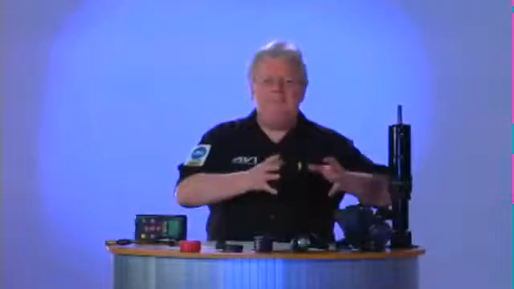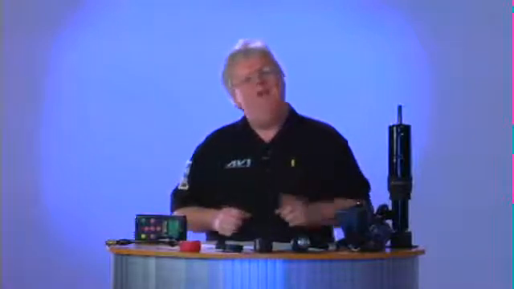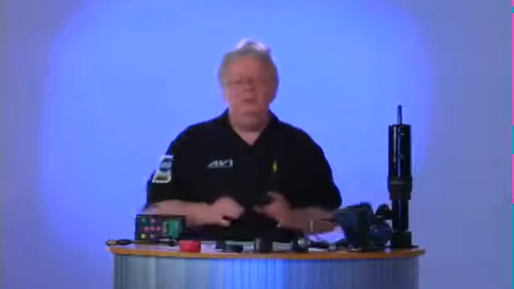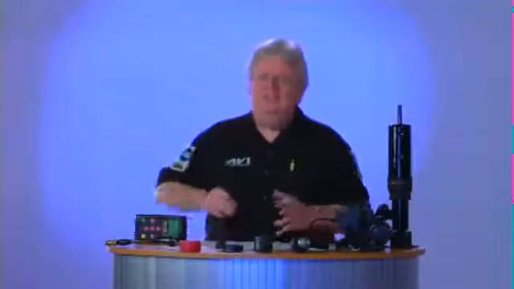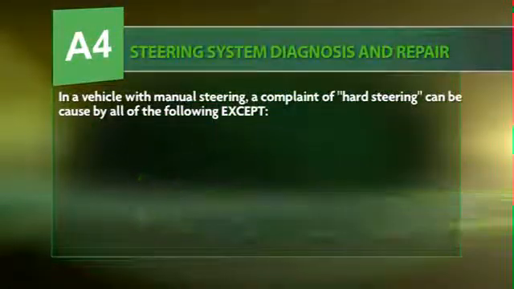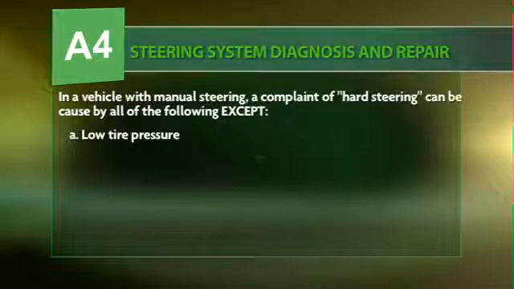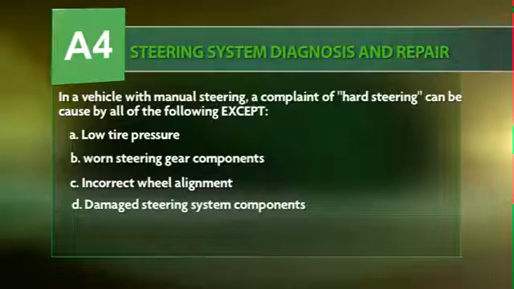Anytime you see the word except or not, anything in the negative, make sure you make a big mental note of that when you take an ASE test because it can trip you up every time. They're basically looking for the wrong answer as opposed to the normal correct answer. Let's look at the list of possible answers and we'll pick the wrong one out. We're looking for the cause of hard steering on a manual steering system. So not power steering equipped, which of these would not be causing hard steering? Low tire pressure, worn steering gear components, incorrect wheel alignment, or damaged steering system components.